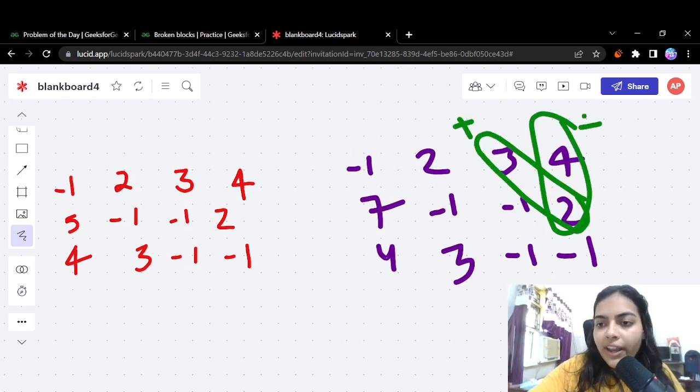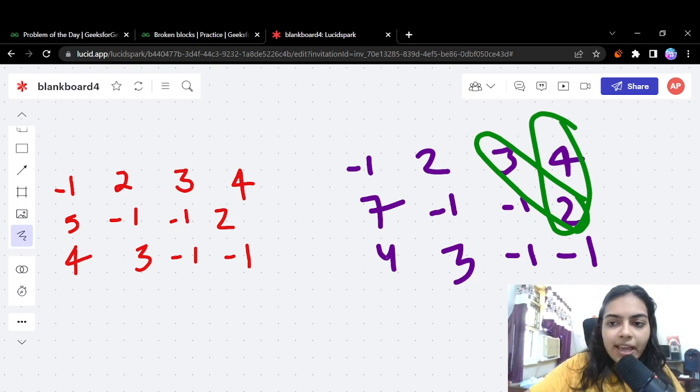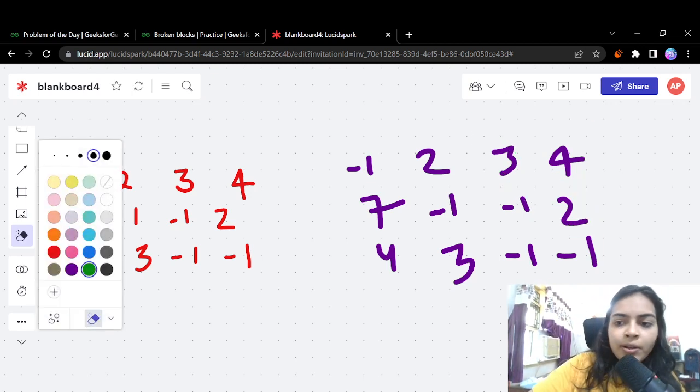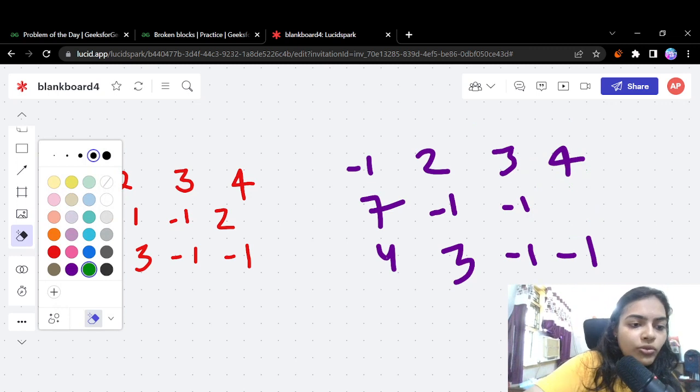2 plus 3 will be 5, 2 plus 4 will be 6, which is maximum. 6 is greater than 5, right? So I'm going to replace this and I'm going to write 6 here. Okay, let's go to the next box.